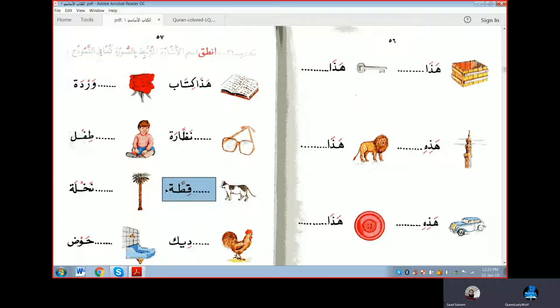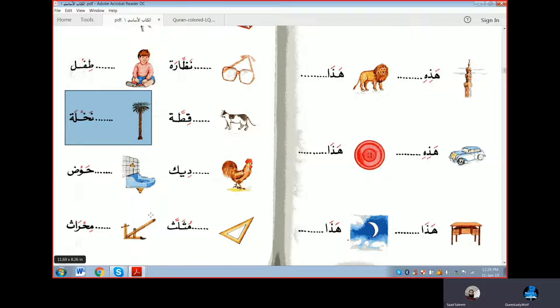So we're looking at hazihi kitatun. This is a cat. Hazihi kitatun. This is a cat. And, okay. Hazihi. Wait a minute, I got the wrong glasses on. That's why. Okay. Oh, that's better. Okay.